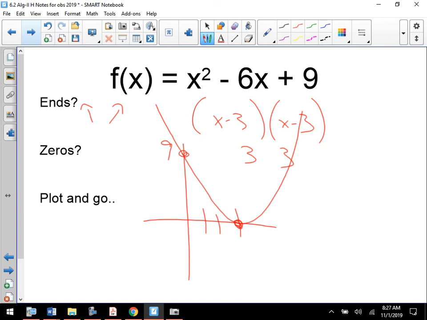What I have for you tonight is something pretty quick. It's real simple factoring problems, and what I want you to do is plot your zeros, and graph the tails, and see if you can get the general shape. Try not to use your calculator.